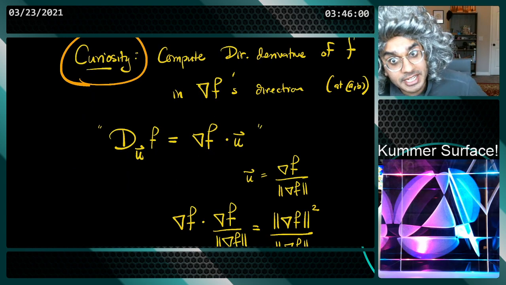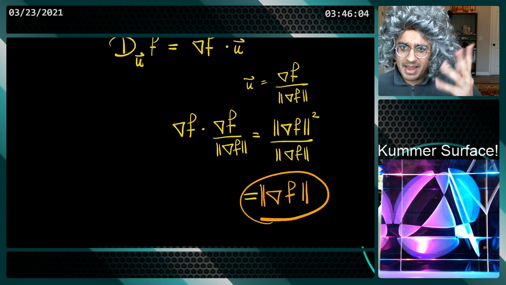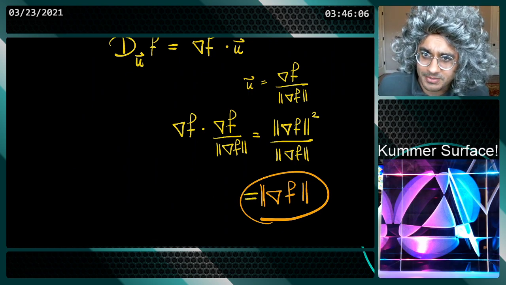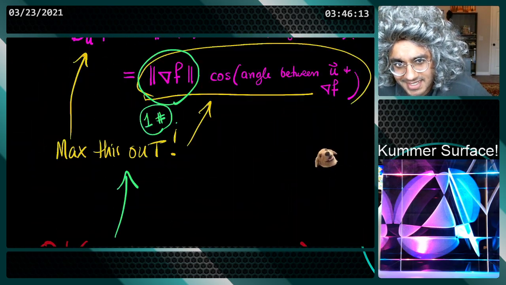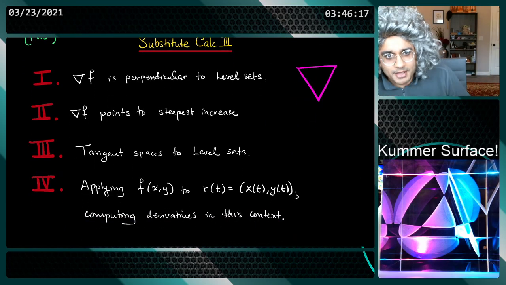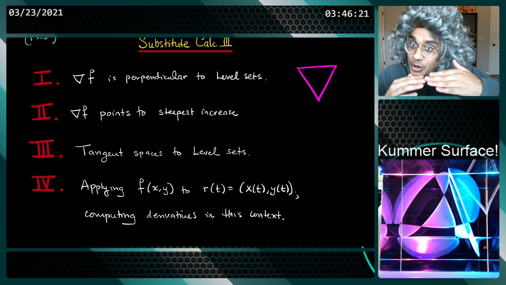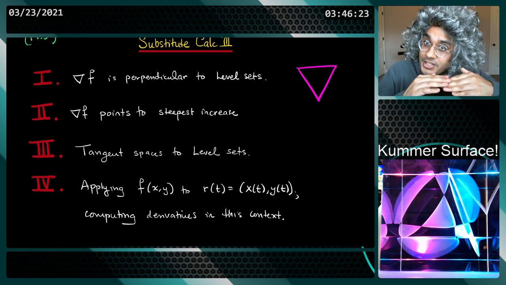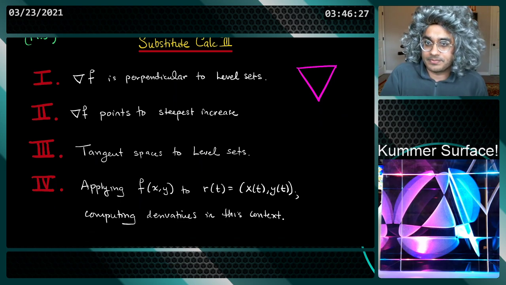What is that steepest directional derivative achievable? Bam. It's the size of the gradient. What a hero this gradient is. So, to summarize, this gradient points in the direction of steepest increase, which is perpendicular to the direction of no increase, the level set.